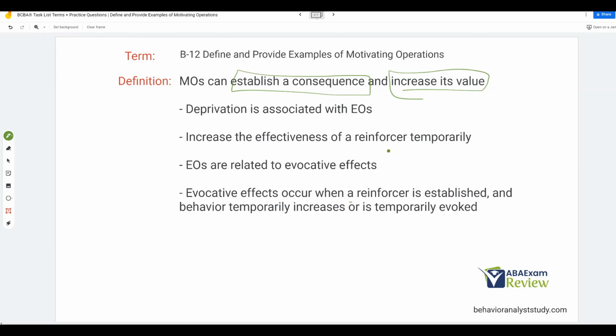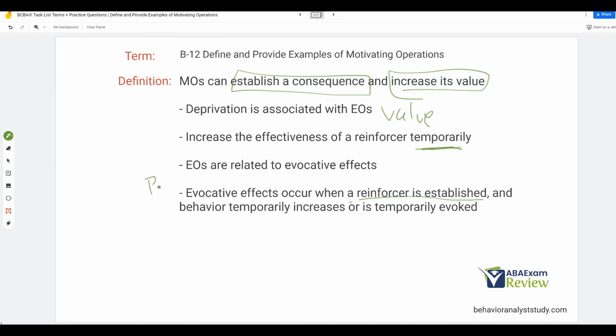So it increases the effectiveness of a reinforcer temporarily, and then EOs are related to evocative effects, and it makes sense when you think about it. When we establish a consequence and the value of the consequence is increased, what's going to happen? Well, behavior is going to occur to gain that consequence. So evocative effects occur when a reinforcer is established, and then behavior temporarily increases or is temporarily evoked. So again, EOs are value altering.